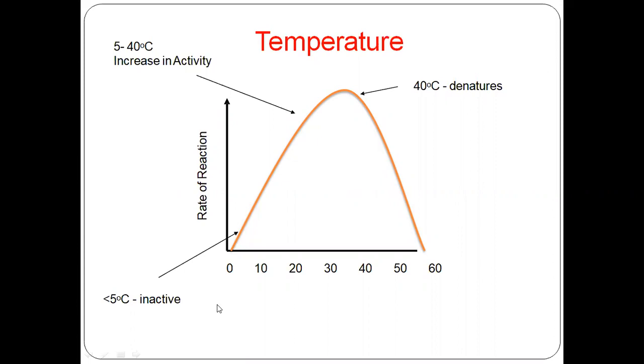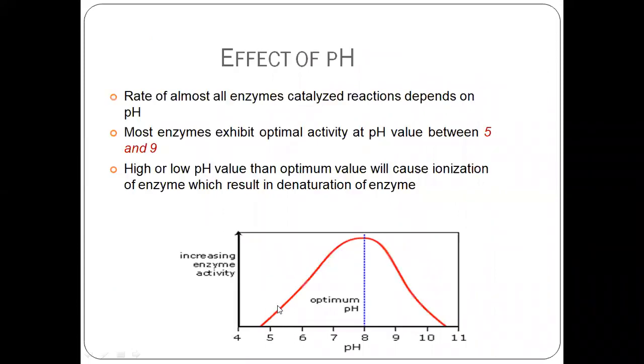Okay. Now let us see the effect of pH. Like temperature, every enzyme is active at a particular pH. Most of the enzymes are active between pH 5 to 9. Okay, pH 5 to 9. For example, consider this example. On the x-axis pH is taken, on the y-axis enzyme activity is taken here.